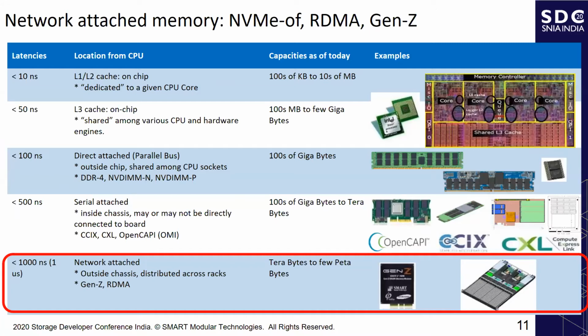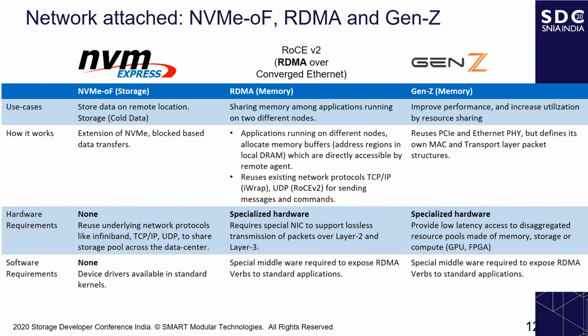This was all about serial protocols. The discussion today is going even beyond that to network attached memory protocols. This is where you get various other protocol standards, like NVMe over Fabric, RDMA, and Gen-Z. Let's compare how the three protocols differ in their use cases and in their structures.